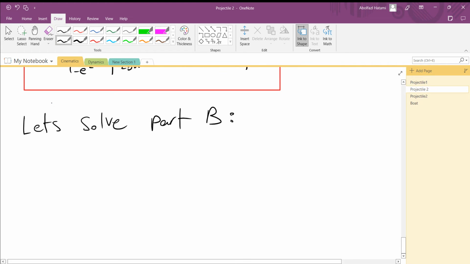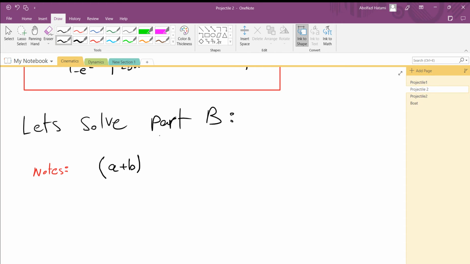But before that, I want to say some notes. And that note is nothing, just that if you consider, for example, that a and b are numbers in the real field. A plus b to power 2, you know that it is going to be a2 plus b2 plus 2ab.